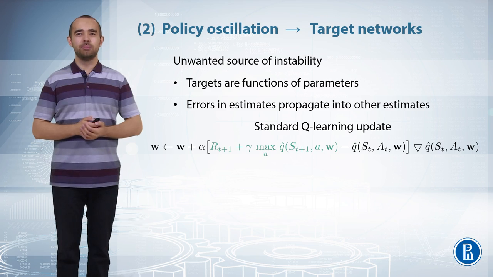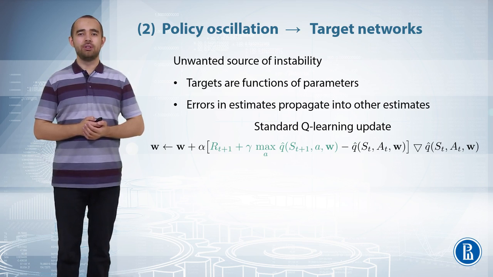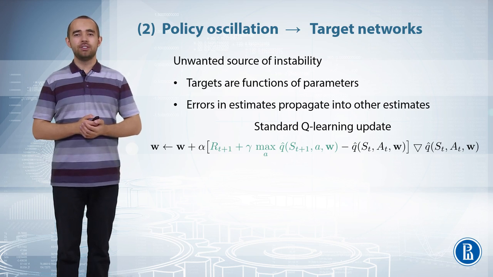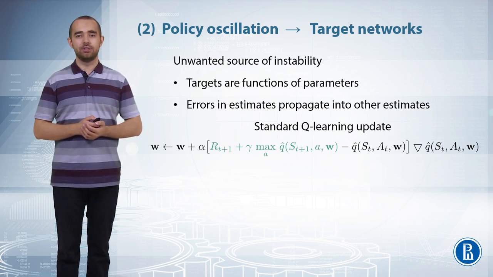Nonetheless, the instability problem is not eliminated completely with experience replay. Targets still depend on the parameters, and error made in any target immediately propagates to other estimates. This dependence of target on parameters could easily break the learning by introducing oscillations and positive feedback cycles.